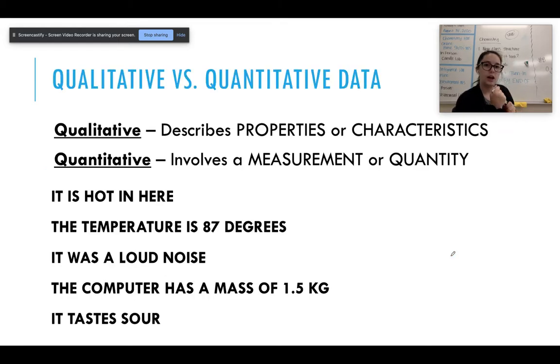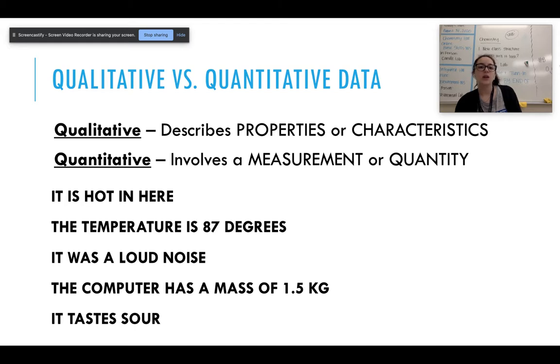Moving on, I have qualitative versus quantitative data. This is what you'll be working on in lab this week. We're doing a liver lab. And so with that, what you'll do is you're going to determine some qualitative and some quantitative data. Your qualitative data is the quality of your data. It describes the properties or characteristics. So your quality is your property or characteristics. Your quantitative involves a measurement or a quantity. So quantity, quantitative, quality, qualitative.